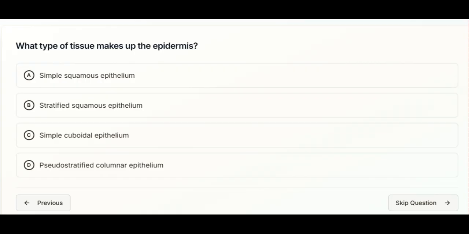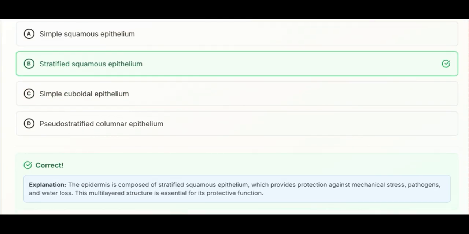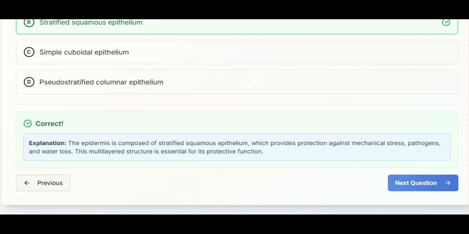What type of tissue makes up the epidermis? Stratified squamous epithelium. The epidermis is composed of stratified squamous epithelium, which provides protection against mechanical stress, pathogens, and water loss. This multi-layered structure is essential for its protective function.